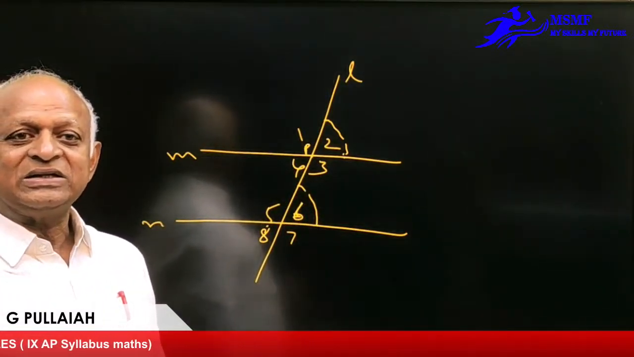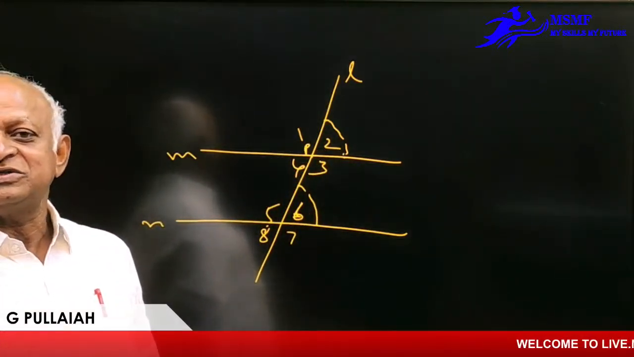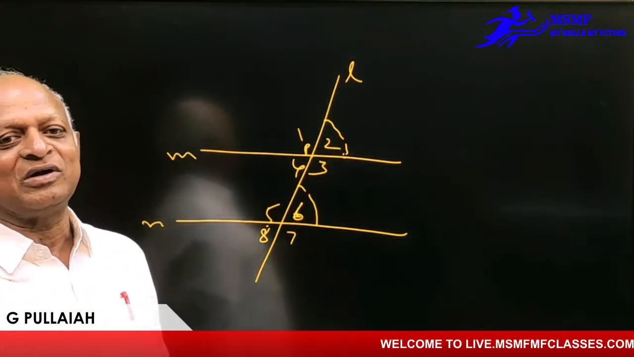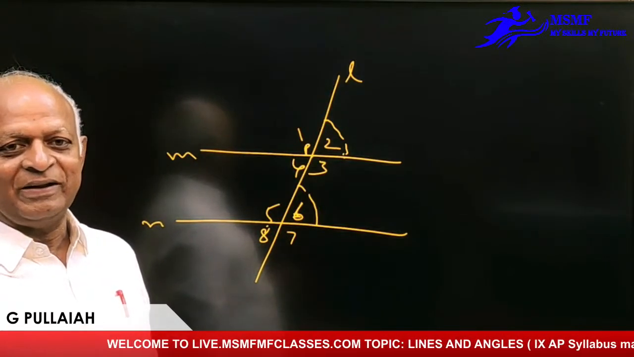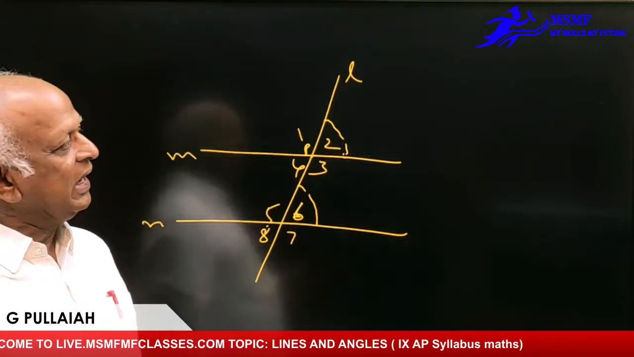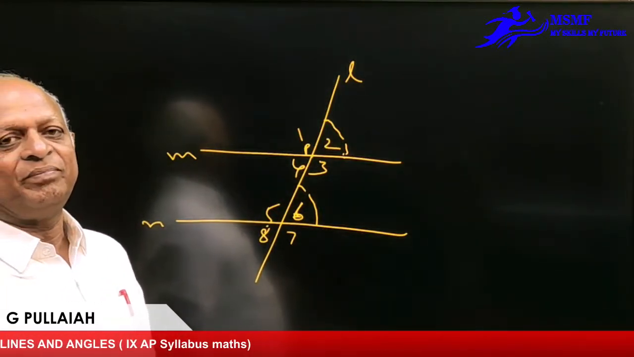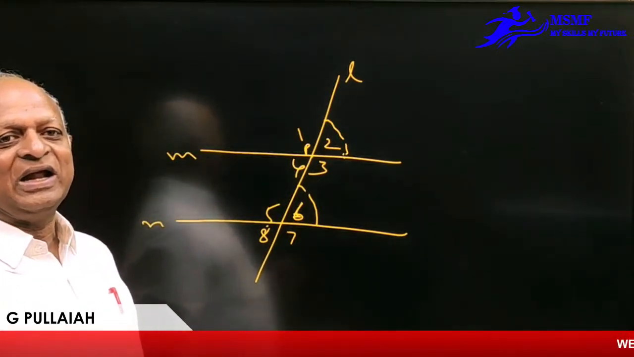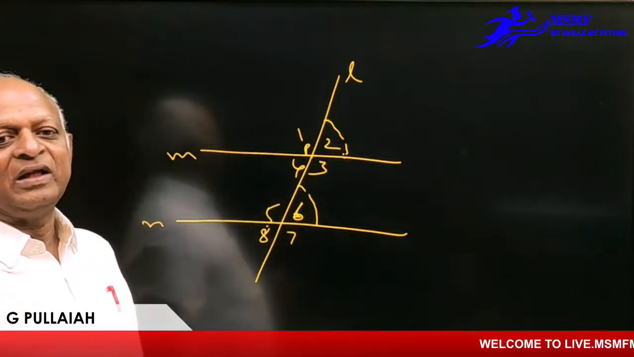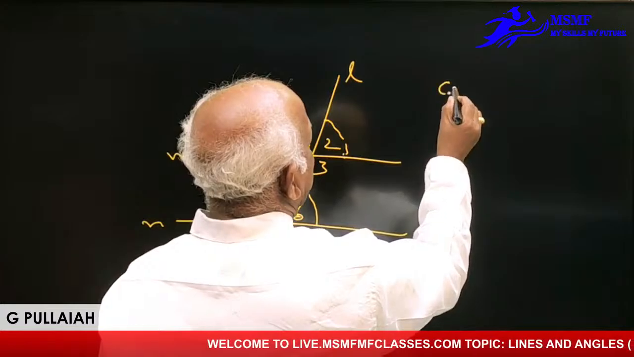Another thing here: 2 and 6 are not both exterior angles. Only one is an exterior angle, and one is interior. So here, for the angles formed on the same side of the transversal, if one angle is exterior and the other angle is interior, these two angles are said to be the corresponding angles.